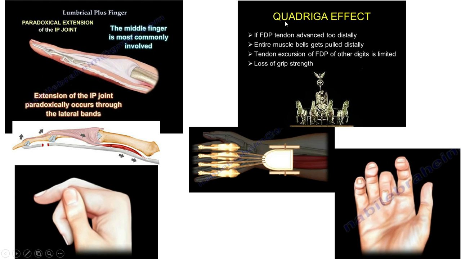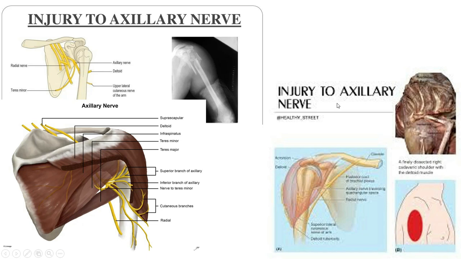Now there is also the quadriga effect. It is just like the chariot of the Mahabharata, where the flexor digitorum profundus tendon is advanced too distally, like the reins holding the horses. Now, if we go for flexion of any finger, that can cause some flexion of the other fingers also. So this is a type of synergistic effect. It is called the quadriga effect.